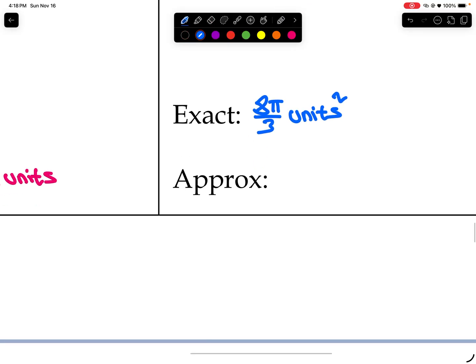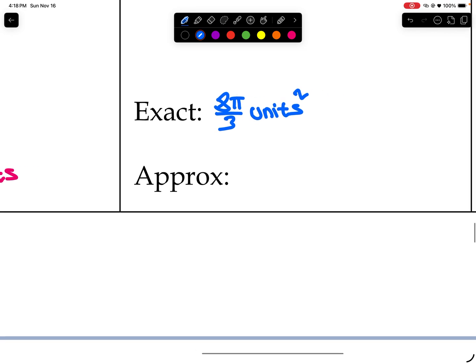And then for the approximate, 8 pi over 3 is going to give you 8.378 square units.